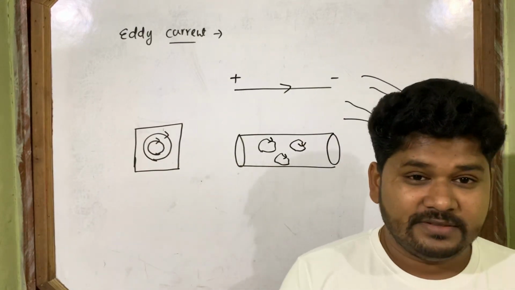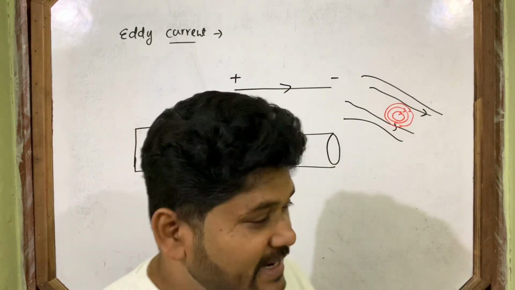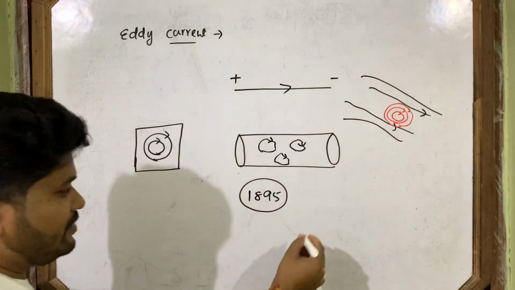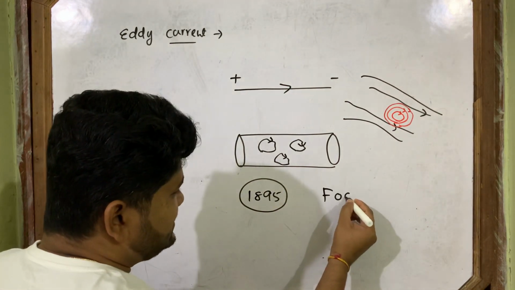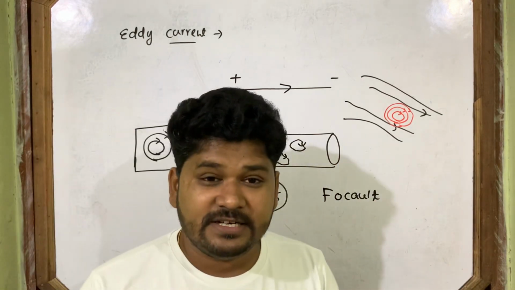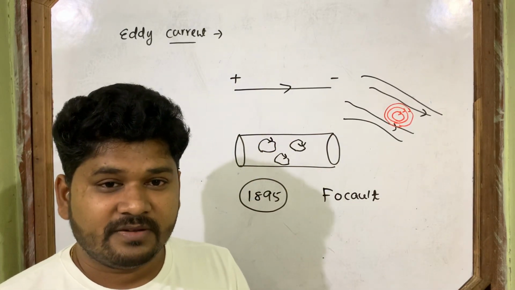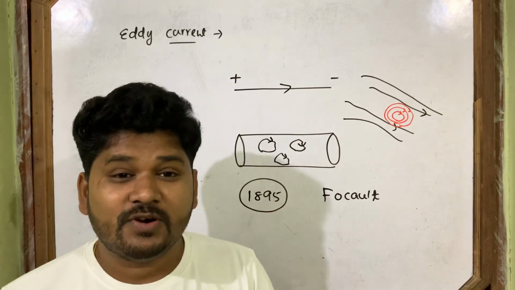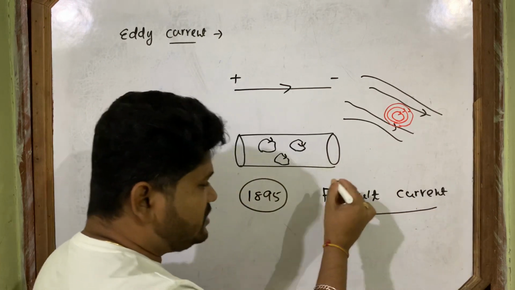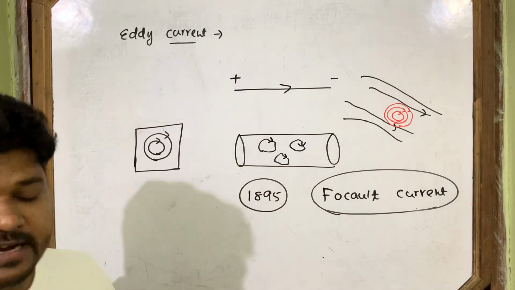And who is the man who first invented it, and when? 1895. The name of the scientist is Foucault. In 1895 Foucault discovered this eddy current. So this current is also called Foucault current, as Foucault discovered it in 1895.